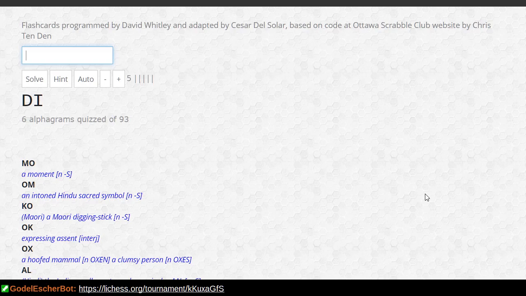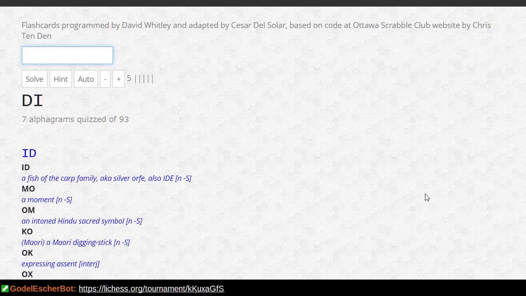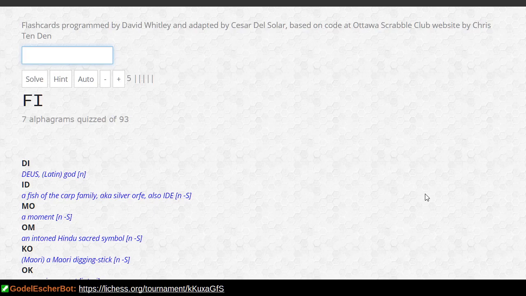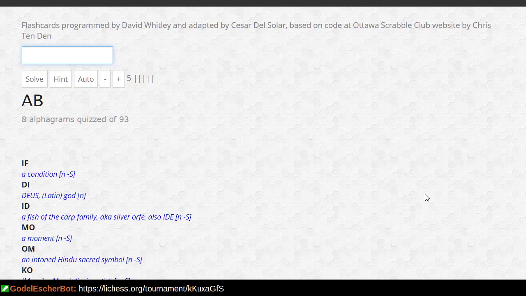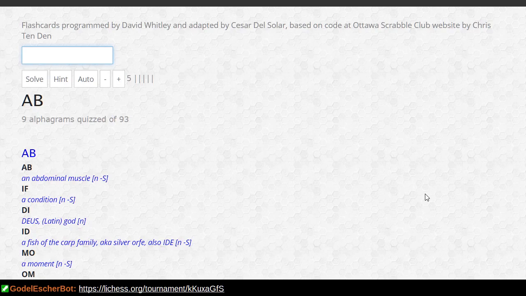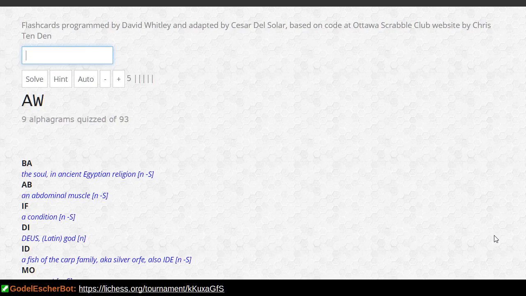All right, Id is a word. Oh, it's got multiple definitions too. D? Why is D? What does this mean? Really? So this Latin word is in the International Dictionary. That's cool. And then we've got if. Ab is a word. I think ba is also a word. Yeah, an abdominal muscle, and ba is some deity, a soul in Egyptian religion. Sure.